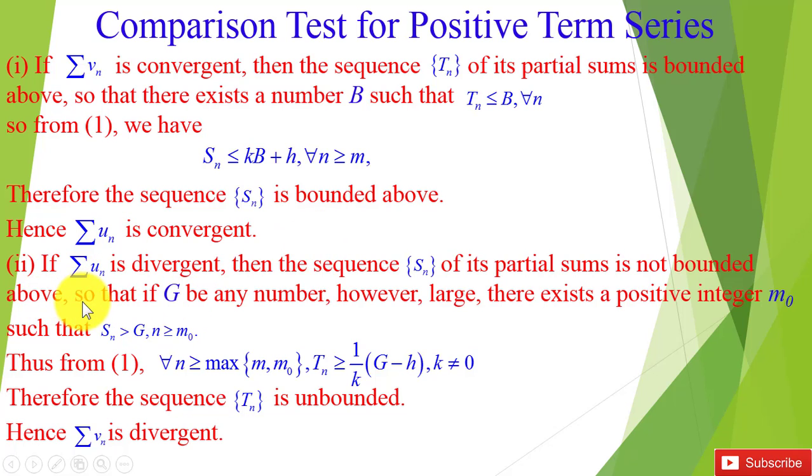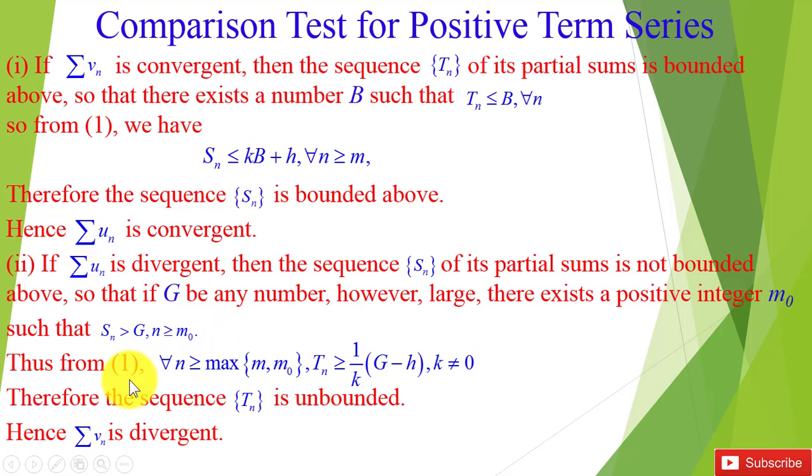Second part: if sigma un is divergent, then the sequence Sn of its partial sums is not bounded above, so that if g be any number however large, there exists a positive integer m0 such that Sn is greater than g for all n greater than or equal to m0.